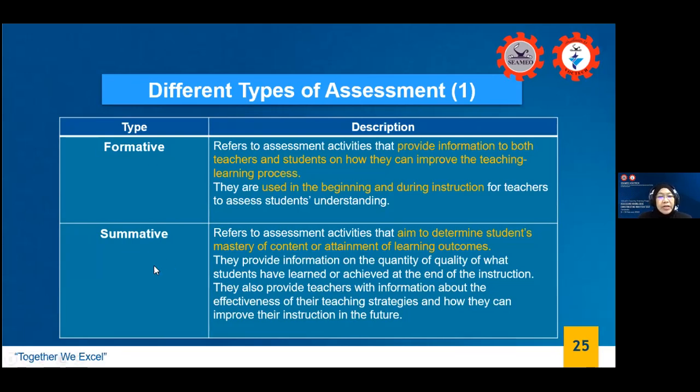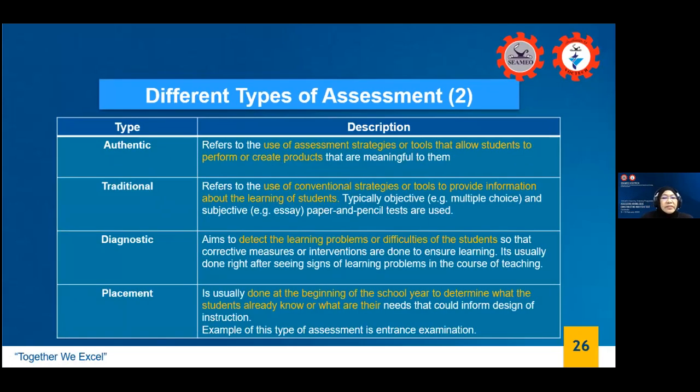So actually between the two, formative is better, but we advise that you use both. At the beginning, during, and then at the end. So you capture everything. Okay, moving on.